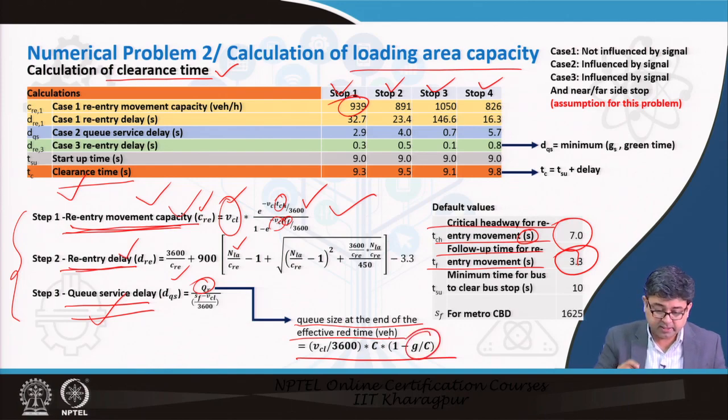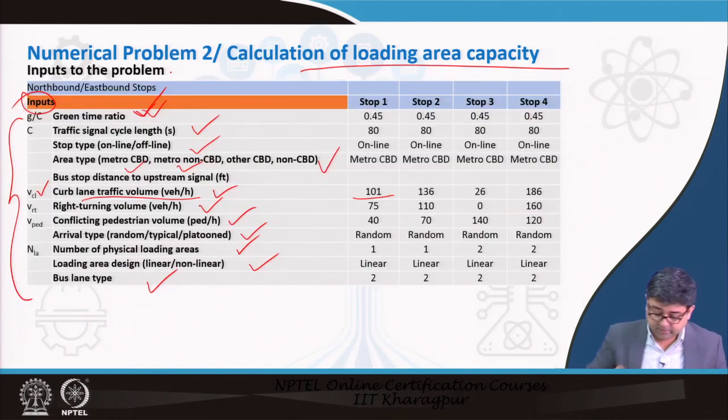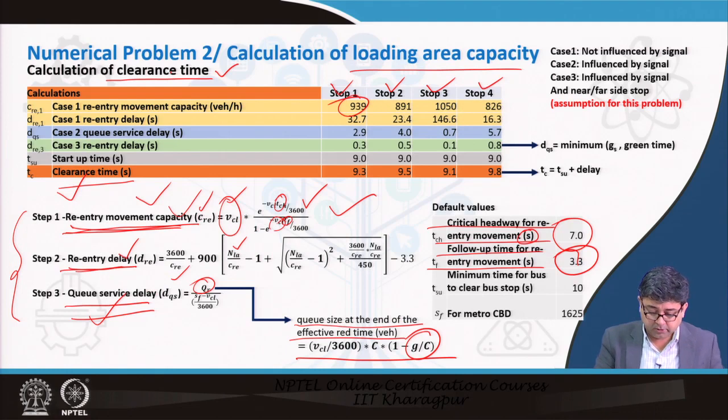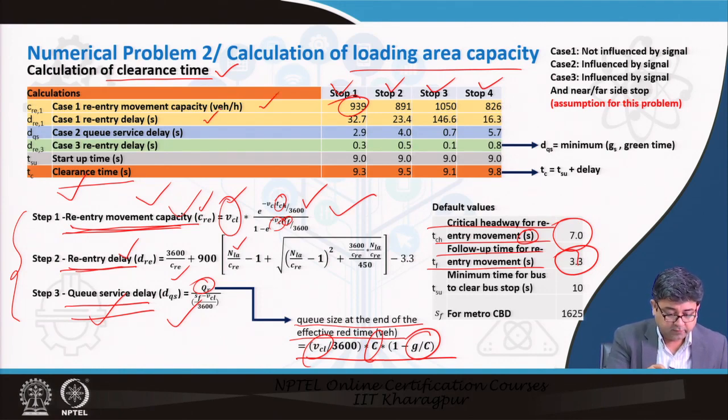Again, you see the G by C ratio, you already know the green time ratio, you know the capacity, you know the volume, you know the volume of the curb side lane. So, all of these are already known. You calculate these. So, now you have calculated your re-entry capacity, you have calculated re-entry delay, now you have calculated your queue service delay.